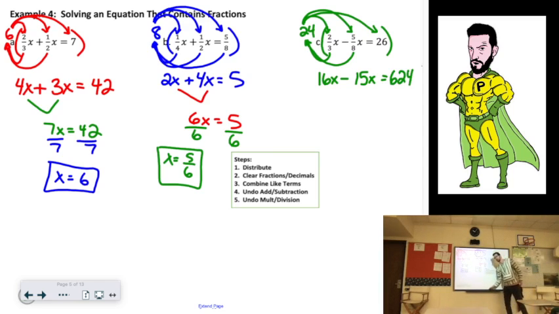Now our like terms are the x's. We have 16x minus 15x. That's 1x. 1x equals 624. Hey, that's done. We need it to be 1x at the end, so we're all good.